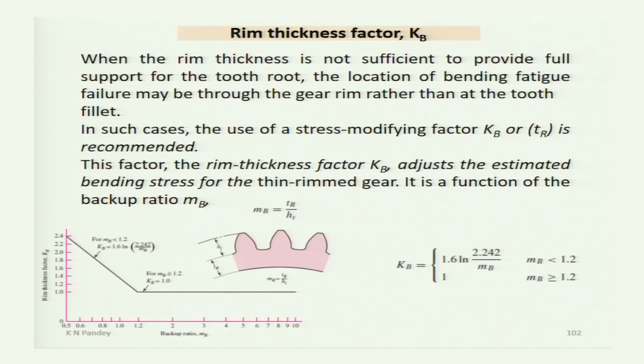The next one is the rim thickness factor. When the rim thickness is not sufficient to provide full support for the tooth root, the location of the bending fatigue failure may be through the gear rim rather than the tooth fillet. In such cases, the use of a stress modifying factor Kb or Tr is recommended.